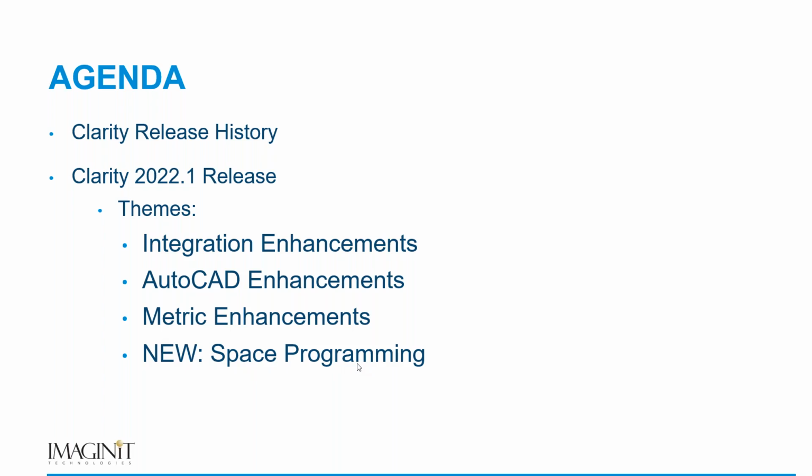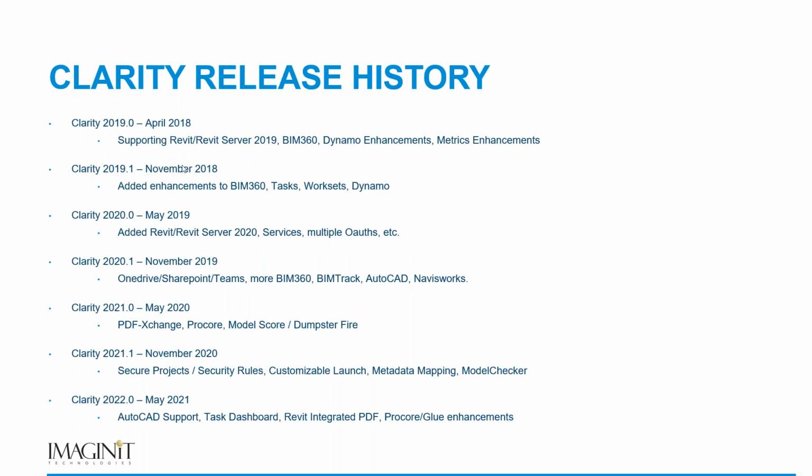So release history, Clarity has, for many years now, done 2 releases per year, and that continued this year. We've got our 2022.0 release in the spring, which was made to target the new releases of Revit and AutoCAD and all of the other products, plus some other enhancements.